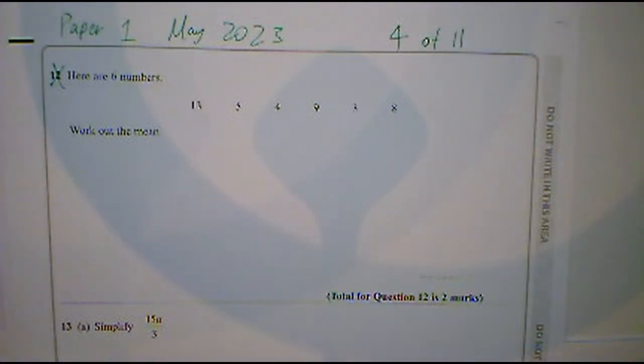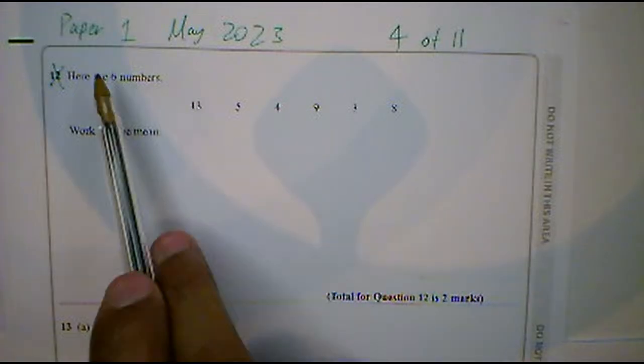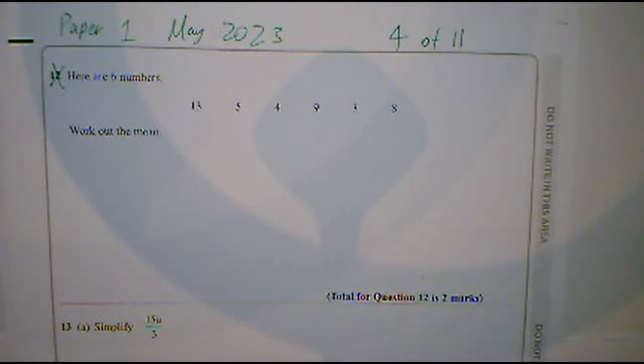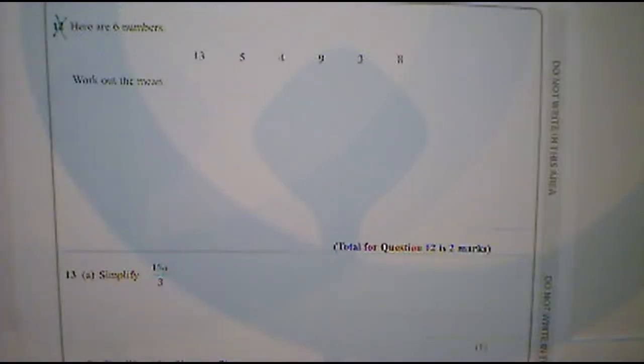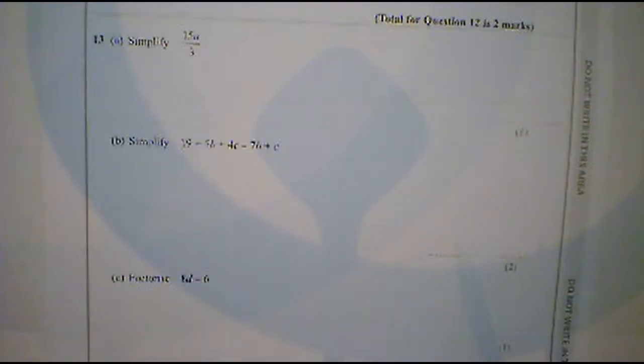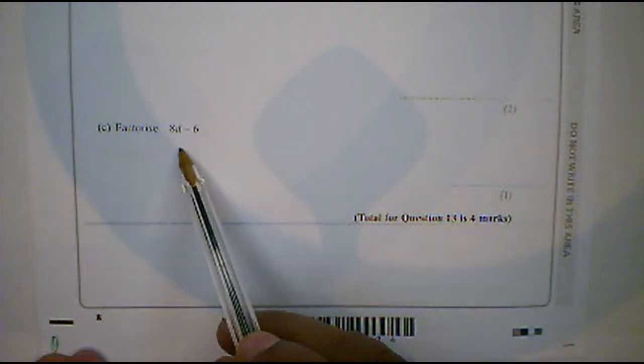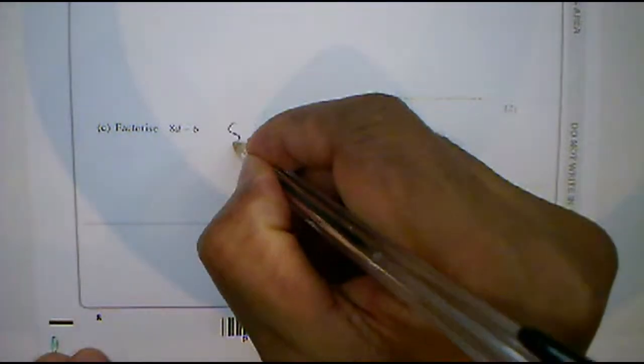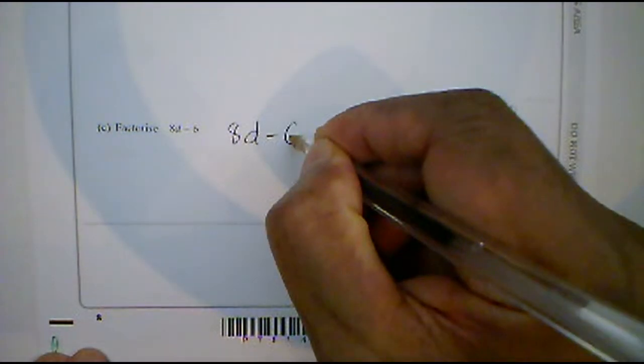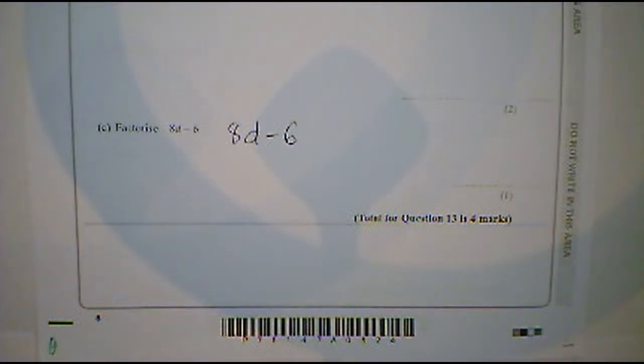Here is the next question. This is from paper 1, May 2023. And we're going to skip all these questions to the most relevant part for us, which is right at the bottom. And we can see it says factorize 8d, take away 6. So press pause and have a go. When you're ready, you can press play for the answer.